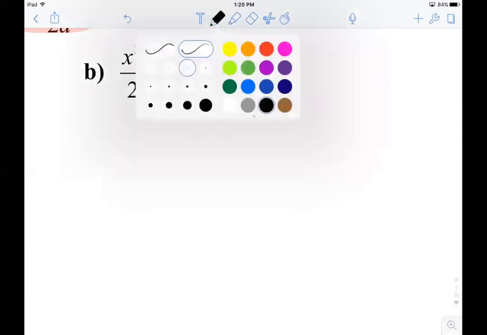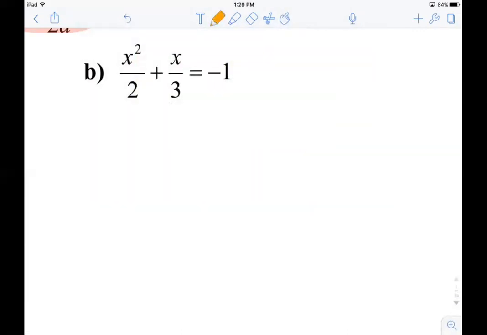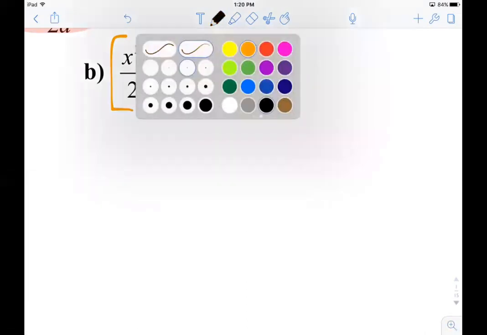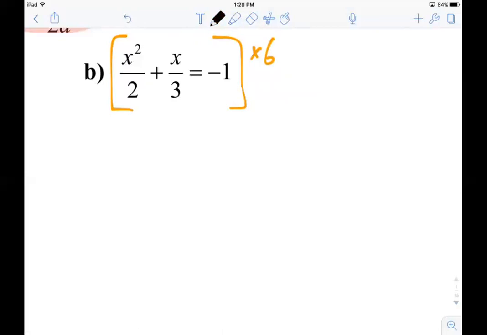Well, I can get rid of fractions in something like this if I take the entire equation, or in other words, everything on both sides of the equation, and multiply it by some common multiple of the denominators I have. So if I have denominators like 2 and 3, they have a common multiple of 6. So I'm going to multiply everything on both sides, that's really important, by 6.